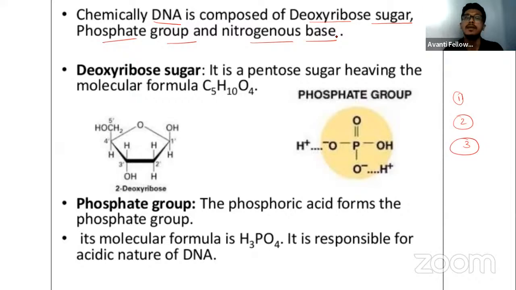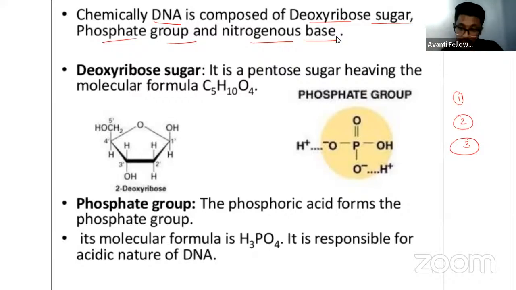Let's break down one by one. What is deoxyribose sugar? What is phosphate group? What is nitrogenous base? Then we compile, we add: deoxyribose sugar comes where? Phosphate group comes where? And where does the nitrogenous base come? So together, all these three, what does it become? And after becoming that, what does it lead to? So that is where we start from here.